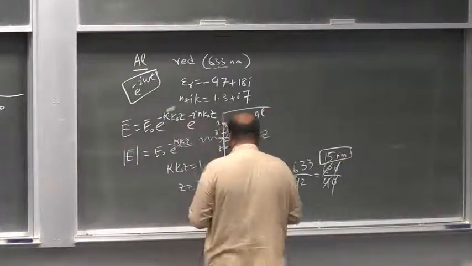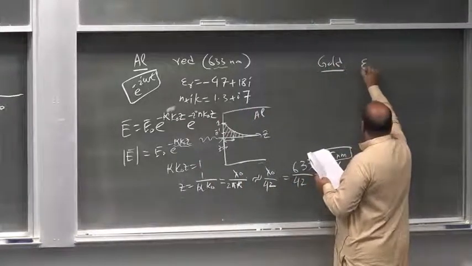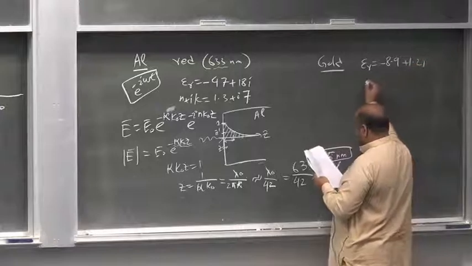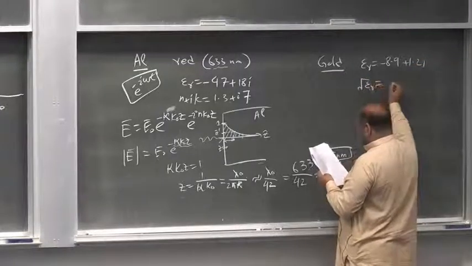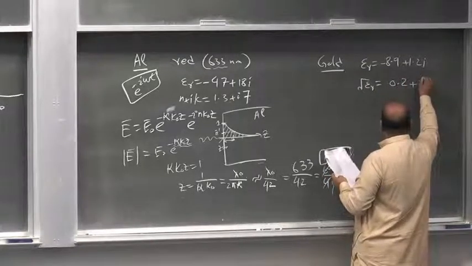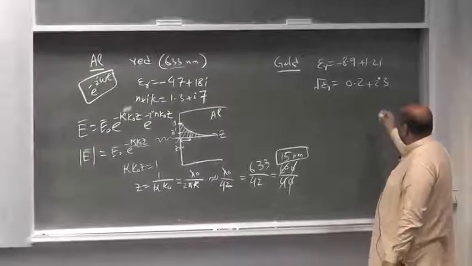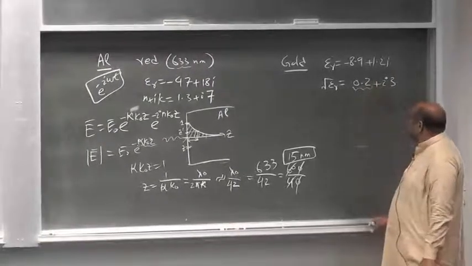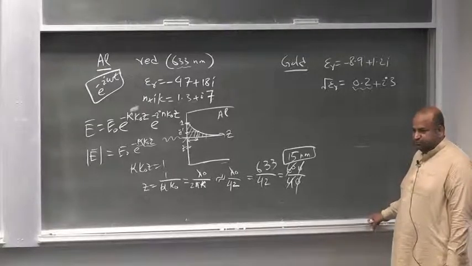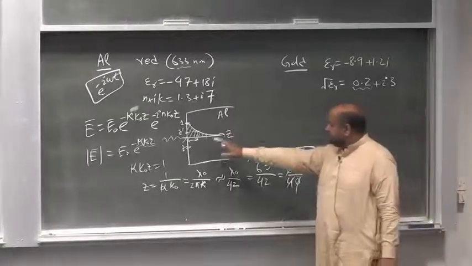If we take an example of gold, at the same wavelength, gold has permittivity of minus 8.9 plus 1.2 i, and its square root is 0.2 plus i 3. So first of all, you see the phase speed of plane wave in the gold is higher than the phase speed in vacuum. And that's okay, because the energy isn't going anywhere, it's only being consumed here.